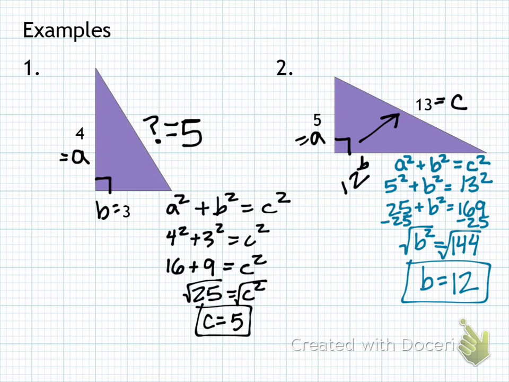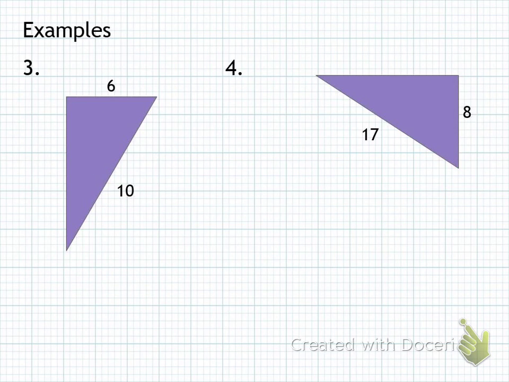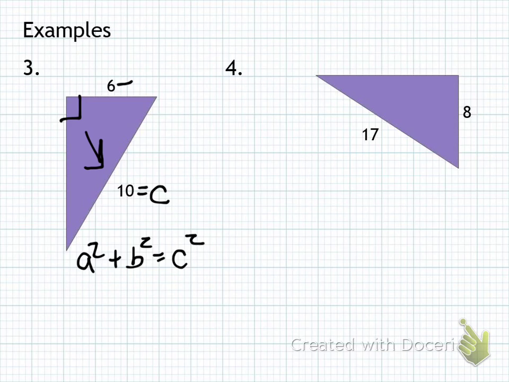All right, moving on to our next example. Number 3 I didn't do in class. I can do it right now. So I use the Pythagorean theorem again. I see this is the right angle, so 10 would be my hypotenuse, which is c. 6 is going to be either a or b. I'll call it a, just why not? So I plug in 6 for a and 10 for c.